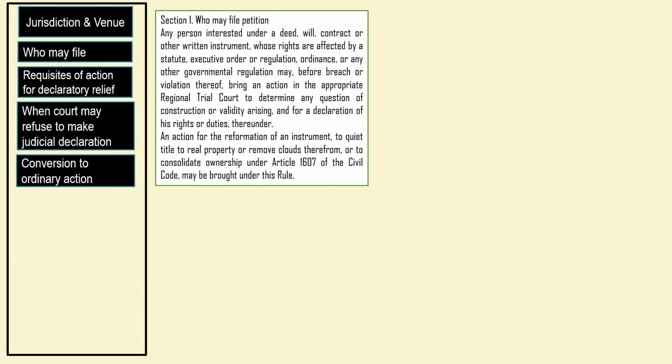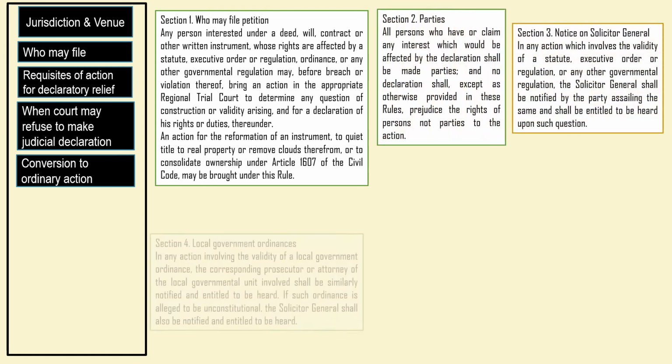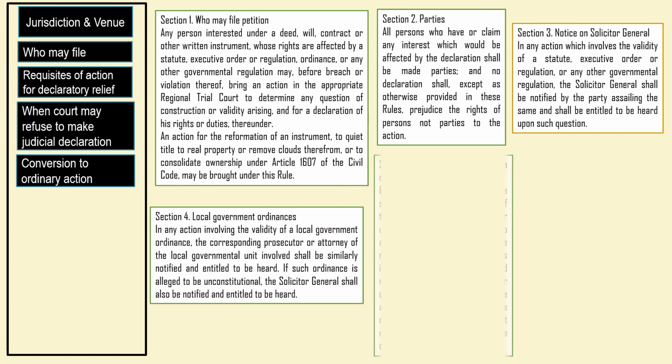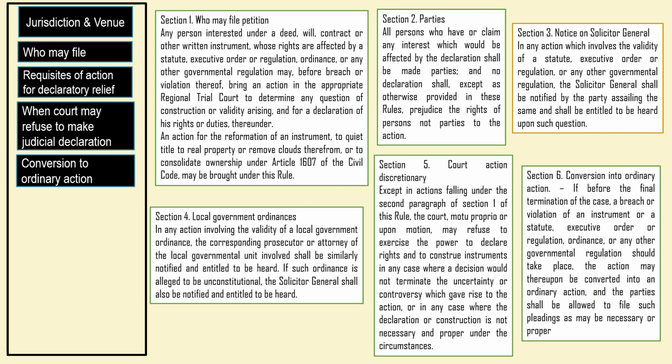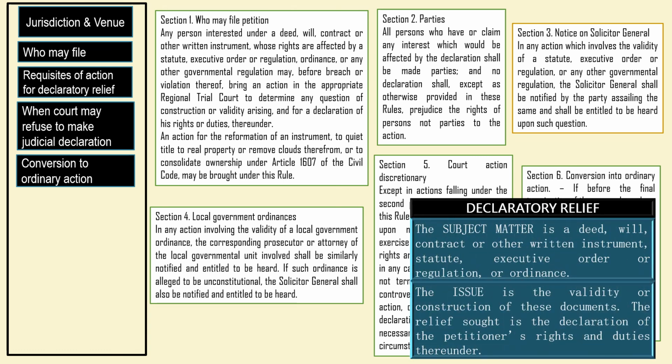To summarize what we have discussed, your Section 1 answers the question of who may file a petition for declaratory relief. Section 2, Section 3, and Section 4 are the parties to this action. Section 5 is when the court may refuse to make a judicial declaration, and your Section 6 is when you can convert this petition for declaratory relief into an ordinary action. Take note that the subject matter in a declaratory relief is exclusive, and the issue here is the validity or the construction of the documents, and the relief sought is the declaration of the petitioner's rights and duties.